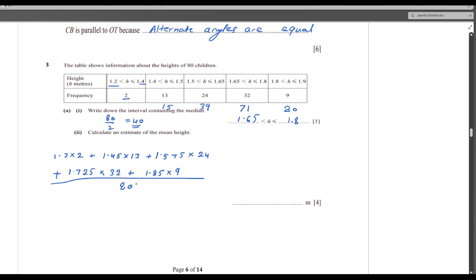So here our answer will be 1.3 times 2 plus 1.45 times 13 plus 1.575 times 24 plus 1.725 times 32 plus 1.85 times 9, and this whole divided by 80. Result is 1.63875. Calculate the estimate of the mean height.